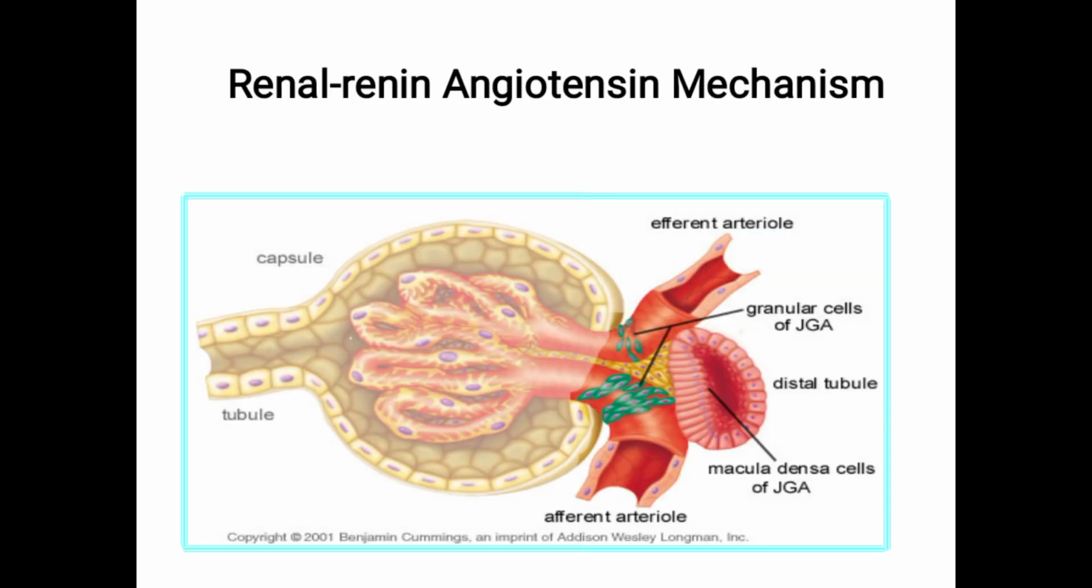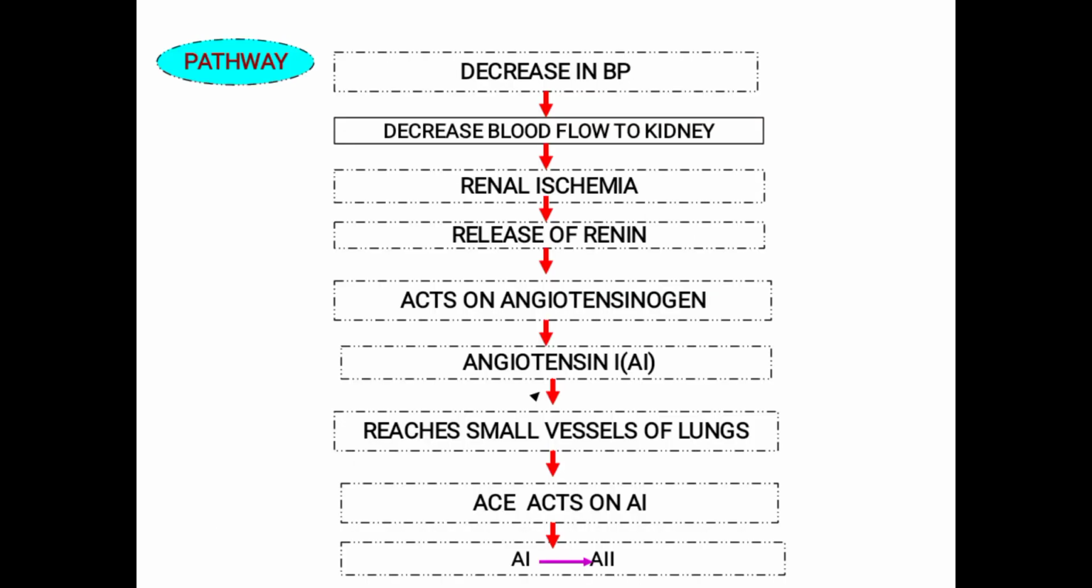The next one is the functions of renin. I already told this in the BP class. Blood pressure is mainly regulated by renin through the renin angiotensin mechanism. We will see the pathway, the same thing.